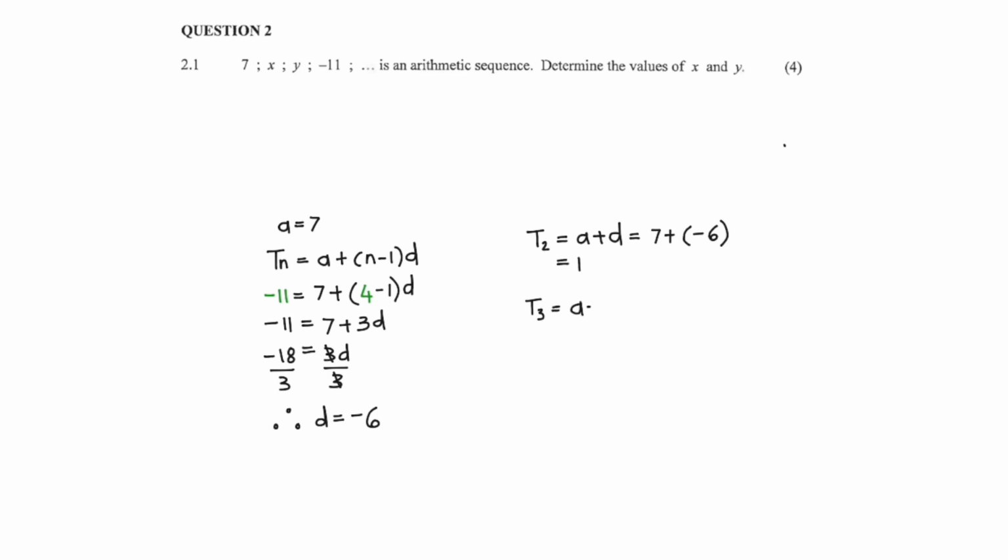What about the third term? Here we will add the first term to 2 times the common difference. So now we have to say 7 plus 2 times negative 6, and the answer is equal to negative 5. So x is equal to 1 and y is equal to negative 5.